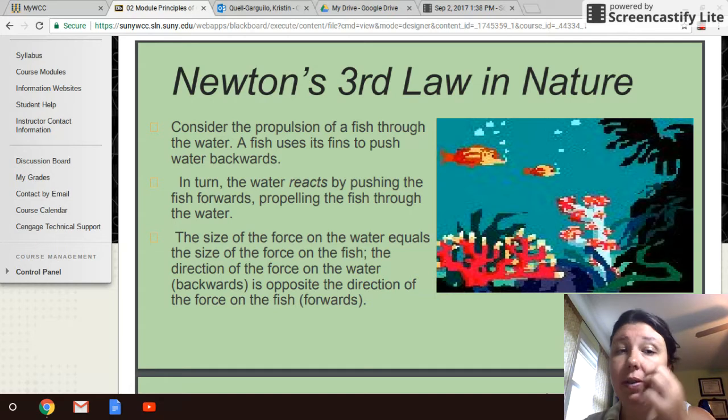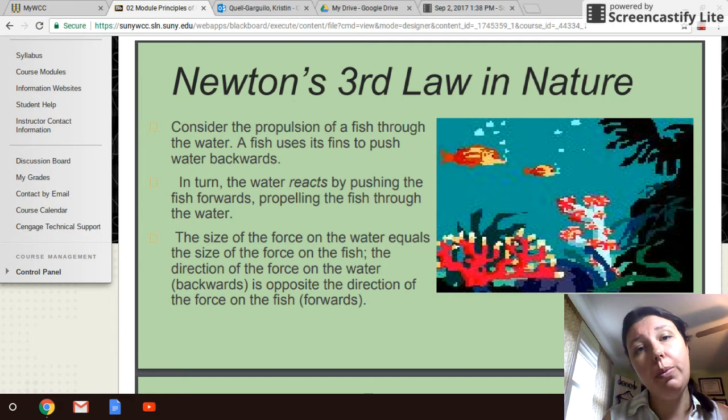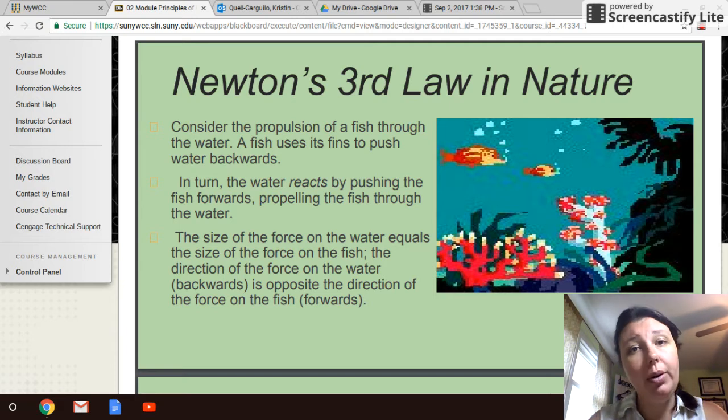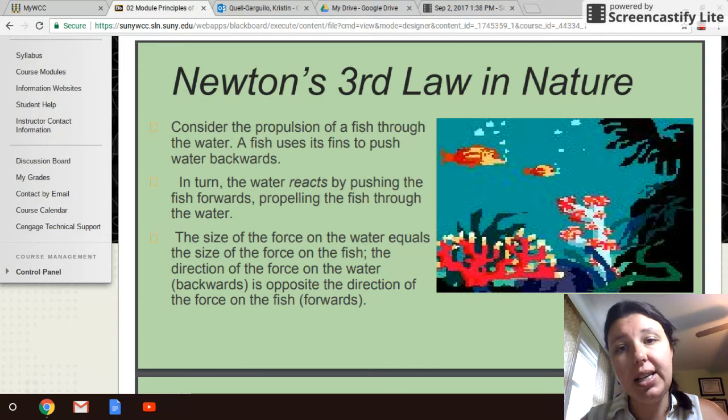You think of a fish. The fish pushes with its fins back at the water, and the water pushes back on the fins, pushing the fish forward. Same thing with a bird. The bird pushes down with its wings, and the atmosphere pushes back on the wings, pushing the bird up, giving it lift. So there are a lot of examples of the 3rd law in nature.